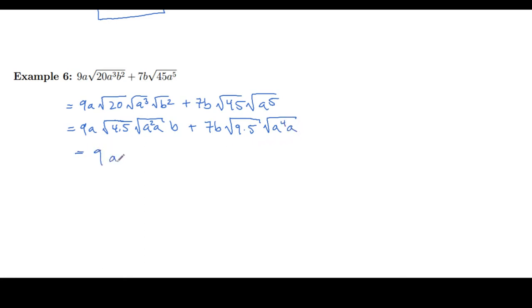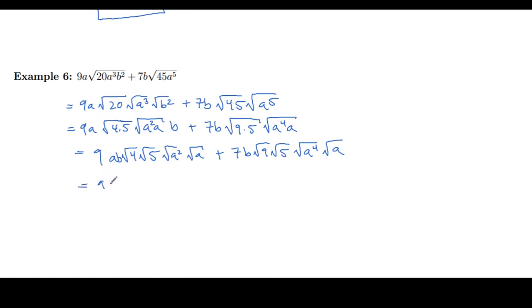Okay, so then we'll have 9a, and then root 4, root 5, root a squared, root a, and then that b, you know what, we can bring that b over here, right in the front. Okay, and then we'll have 7b, root 9, root 5, root a to the 4, root a. You know, a lot of these steps, you're going to get used to them, and you can skip them. So this root 20, you probably could just jump right to this, or when you write it as 4 times 5, you could immediately write that as 2 root 5, which is what we're going to get in this next step here.